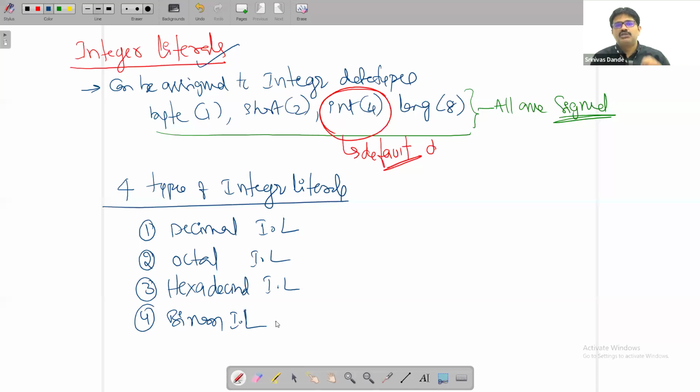You know the basic maths, right? We are talking about integers. An integer can be represented in decimal, octal, hexadecimal, and binary. These four number systems you can use in Java also to represent your integer number. How to represent an integer number in Java? An integer value or integer literal can be represented in four ways: decimal, hexadecimal, octal, and binary. All four ways we can use.